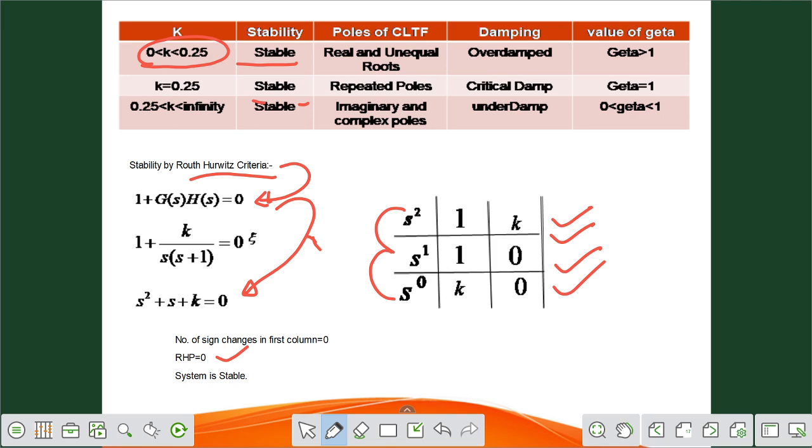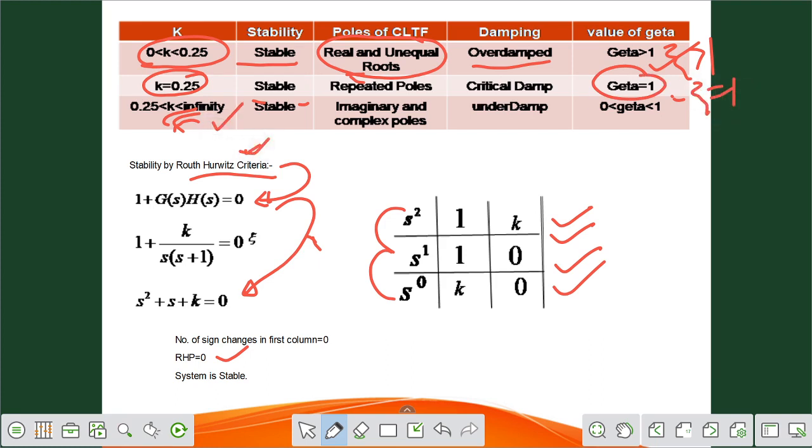If the system is stable and the k value lies between 0 and 0.25, the real and unequal roots will be present here, and this is the overdamped system where the zeta value is greater than 1. If the k value is 0.25, the system is stable. That means you can see the zeta value here is 1, a critically damped system.